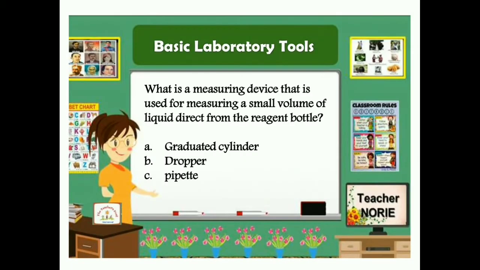What is a measuring device that is used for measuring a small volume of liquid direct from the reagent bottle? A. Graduated cylinder, B. Dropper, C. Pipette.